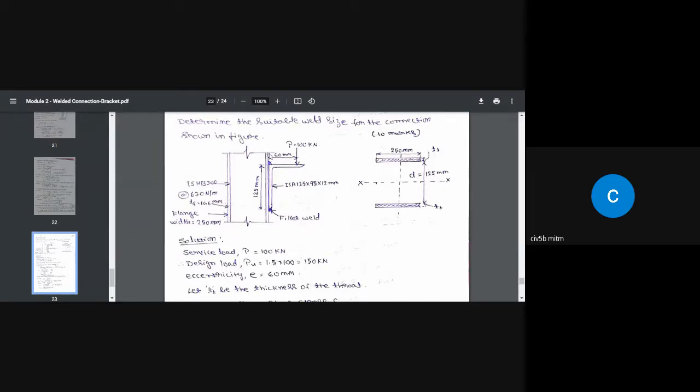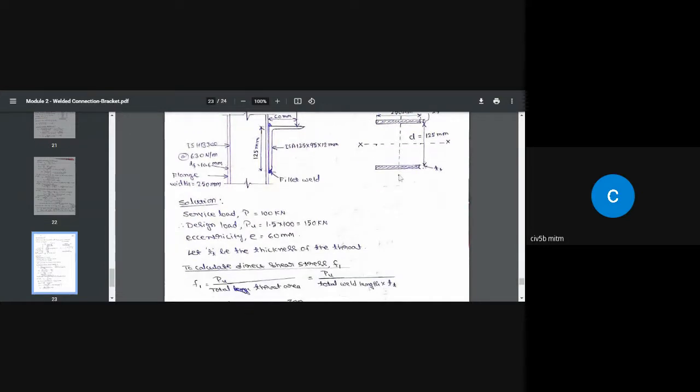So what is the flange width of this I section? That is ISHB 300. From the table, we have two types of ISHB 300, out of which 630 Newton per millimeter. So the width of the flange is 250 millimeter. So the maximum width of the weld we can go up to is 250 millimeter. That's the reason why I have taken 250 millimeter here.